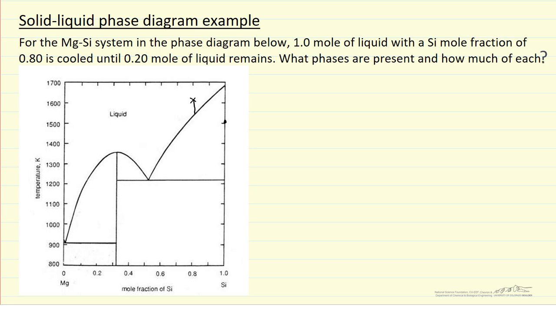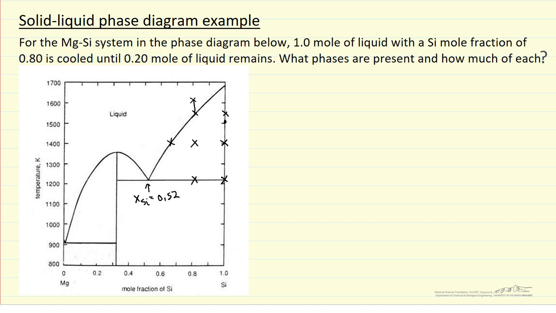So when we reach this temperature, we start to see solid silicon forming, and as we continue to lower the temperature, we get more solid silicon, and of course the composition, the mole fraction in the liquid, changes because we're removing just silicon. When we reach this line, it's about 1220 Kelvin. Well, we now have solid silicon in equilibrium with the liquid, and the mole fraction of silicon in that liquid is about 0.52, just reading off the x-axis.